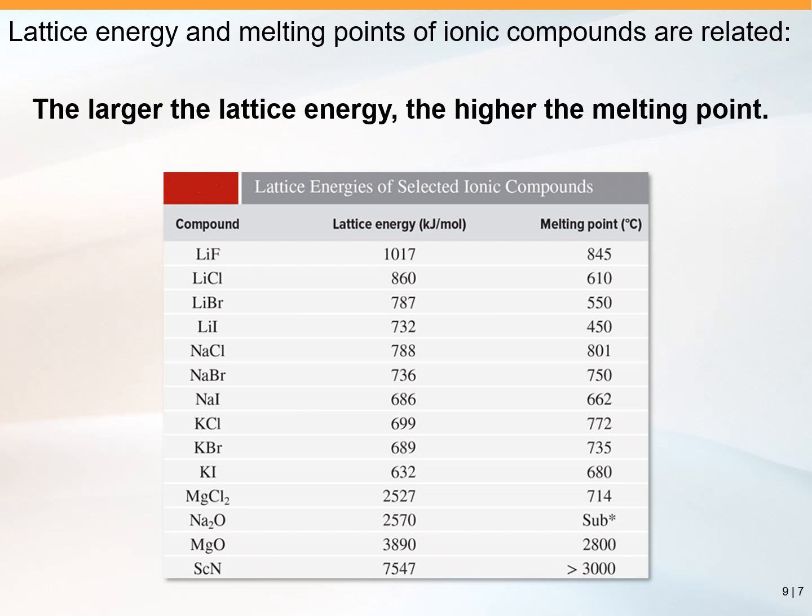And the bonds will loosen and the substance will turn into a liquid. The ions will remain as ions, but it will be a liquid. The temperature at which this transition happens is the melting point, where the solid turns into a liquid. The larger the lattice energy, that means the stronger the attraction between the ions, the higher the temperature you need to heat it up to melt it.